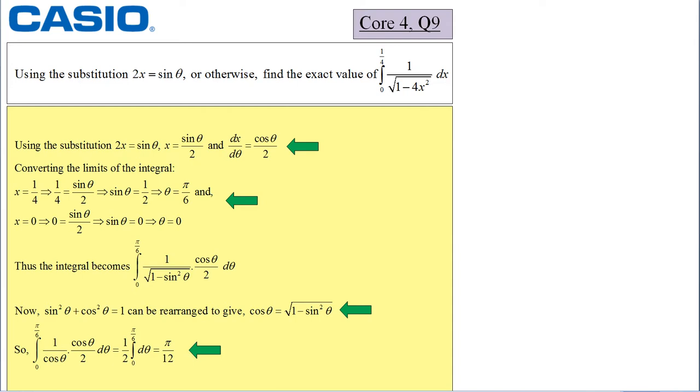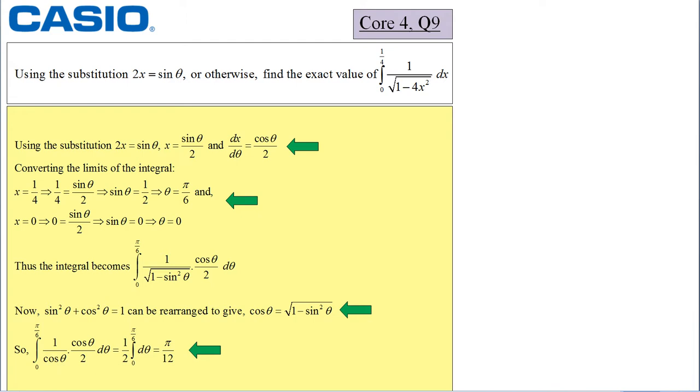In question 9, I need to find the exact value of the integral 1 over the square root of 1 minus 4x squared with respect to x, as x runs from 0 to 1/4. I've done it using the substitution 2x equals sin theta.